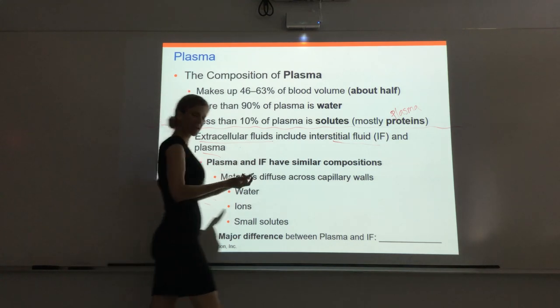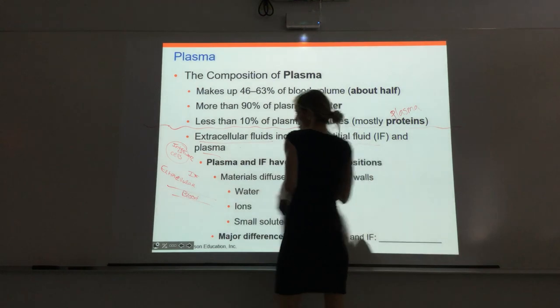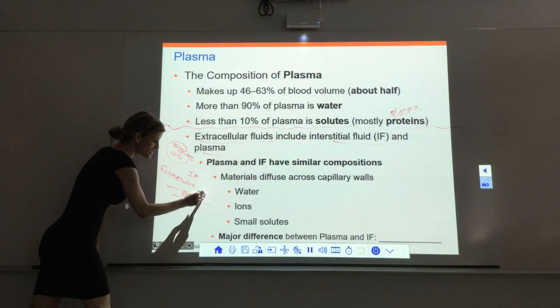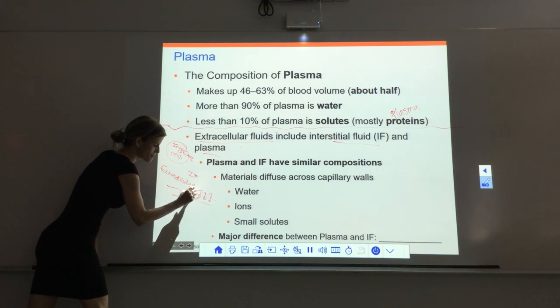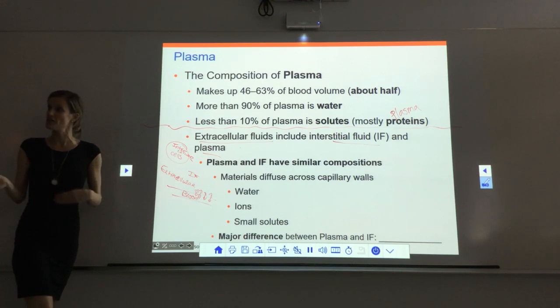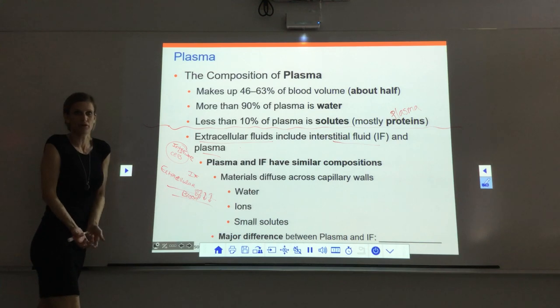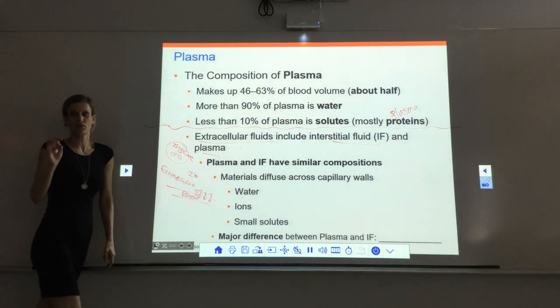When we look at our capillaries, the smallest blood vessels, if this is a blood capillary and this is the interstitial fluid, we're going to constantly have things diffusing in and out of the blood in order to even out concentrations. So the concentrations between the interstitial fluid and the blood are going to be very similar. The composition will be very, very similar. The key difference between those two fluids is plasma proteins.